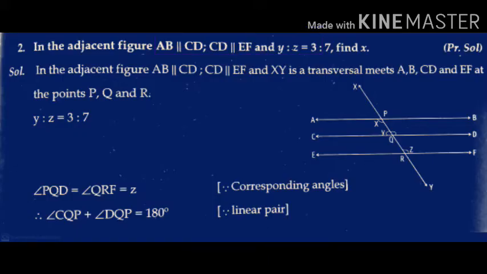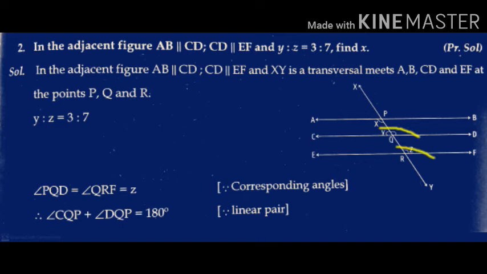Second question, in the adjacent figure, AB is parallel to CD, CD is parallel to EF, and Y is to Z is equal to 3 is to 7. Then find the X value. Solution. In the adjacent figure, AB is parallel to CD and CD is parallel to EF and XY is a transversal. It meets line AB at P, line CD at Q and line EF at R. Next step, Y is to Z is equal to 3 is to 7.